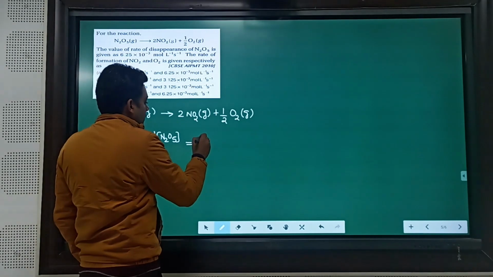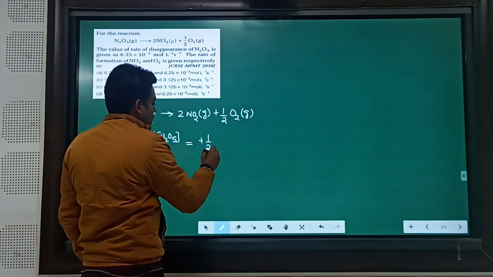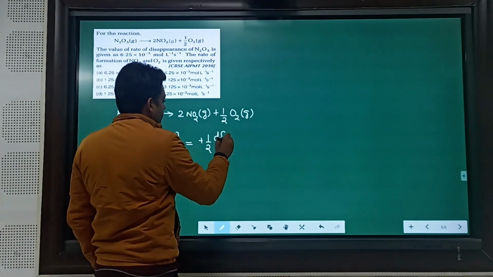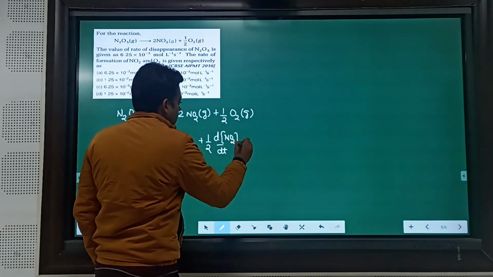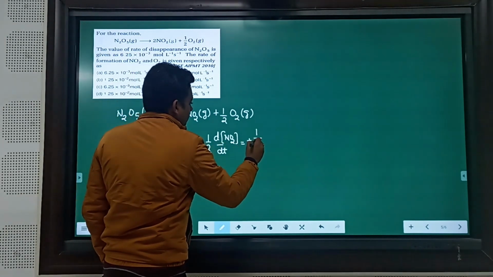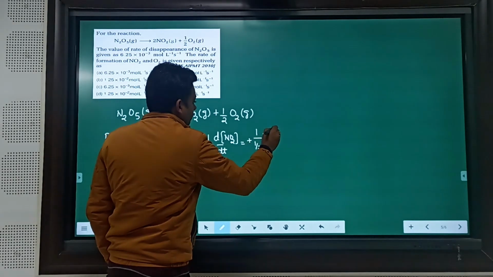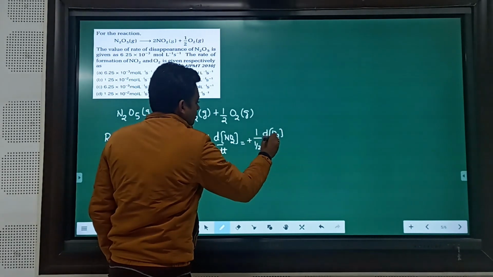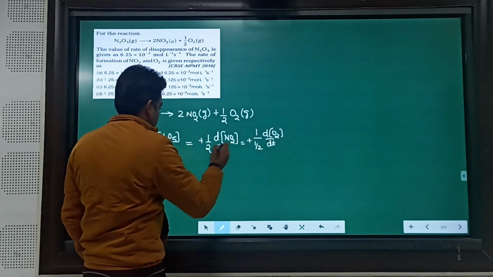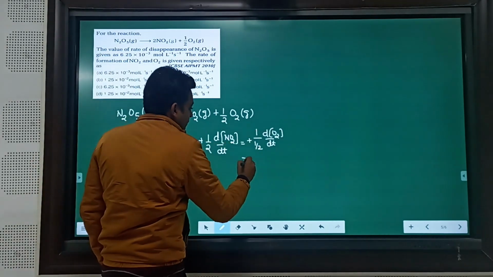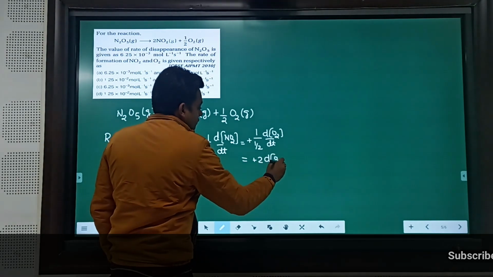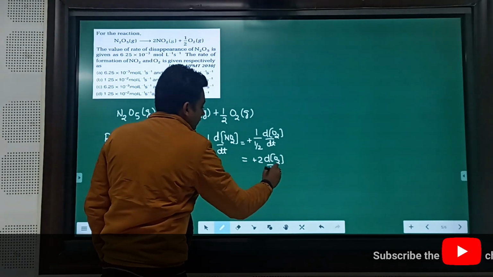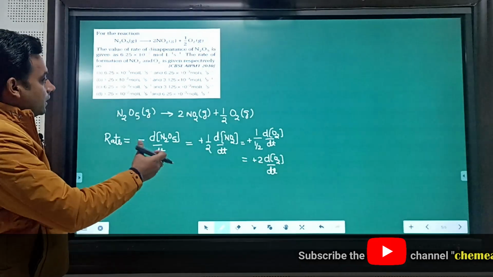is equal to 1/2 rate of formation of NO2 molecule and 1 divided by 1/2 rate of formation of oxygen molecule. Or you can also rewrite this term as 2 d[O2]/dt. So that is the rate of reaction in terms of reactant and product.